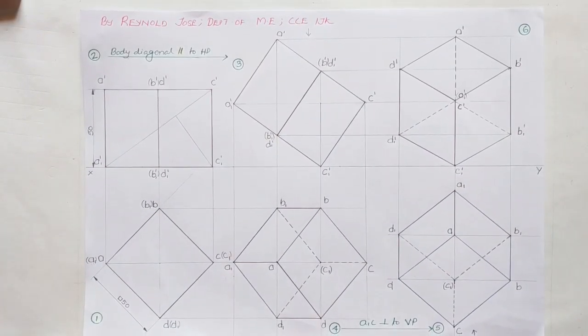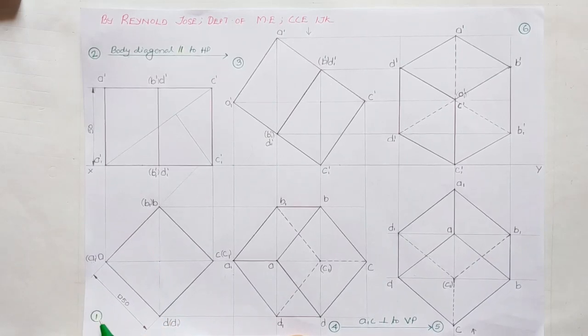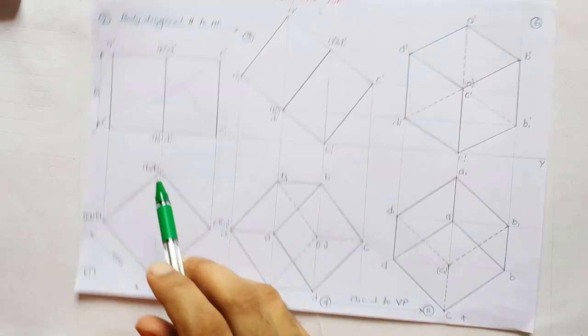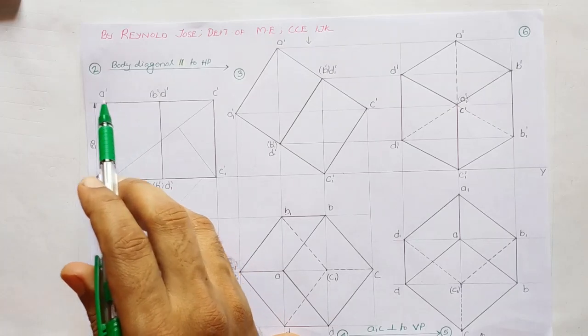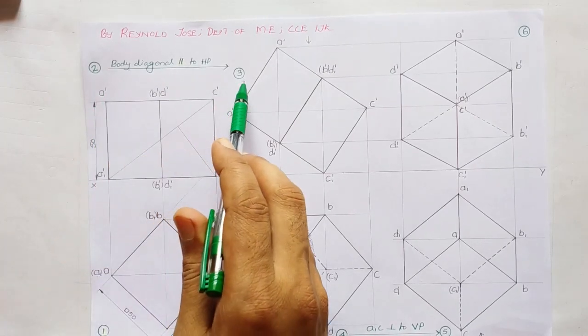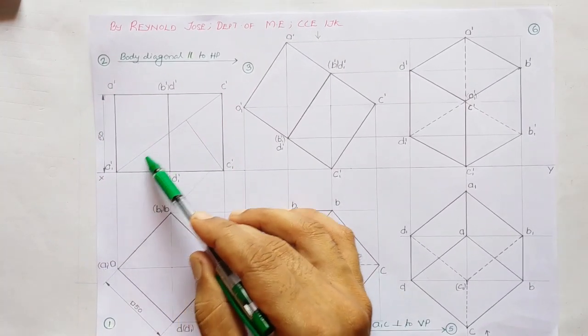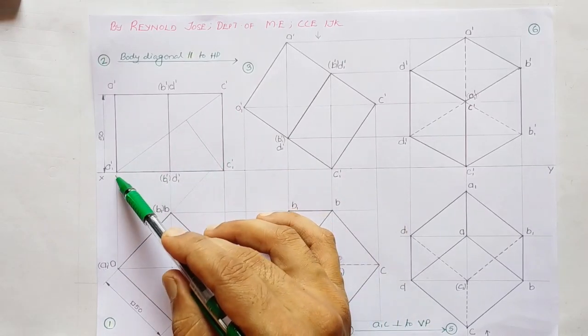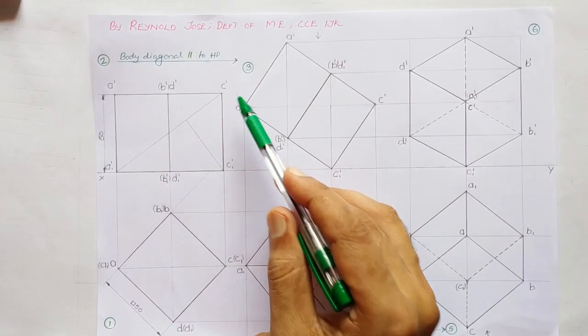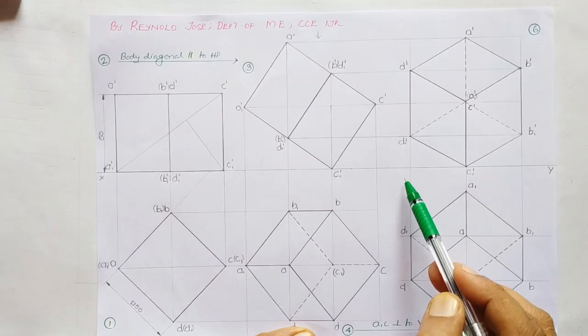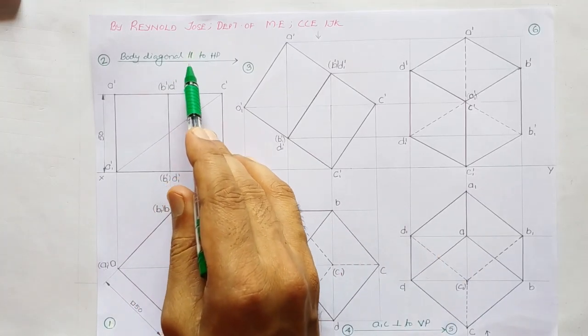Now we shall have a quick review of the solution. So we started from diagram number 1, in which we have drawn the simple top view, in which when it is getting tilted, it will be resting on a corner of the base. Then we proceeded to diagram number 2. From diagram number 2 to diagram number 3, what we have done is, we have made this body diagonal A1C parallel to the XY line. That is, the body diagonal was made parallel to HP.